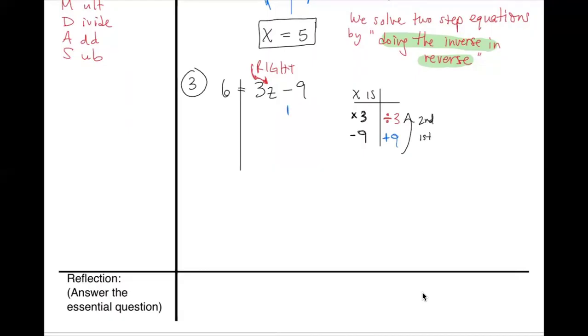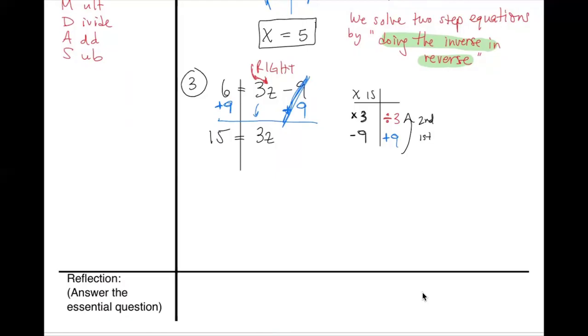So start off by doing plus 9. I'm going to put that plus 9 right underneath that minus 9. But if I do it to one side, I have to do it to the other side. Make a line going across. These 9s cancel. I'm going to bring down my 3z equals 9 plus 6 is 15.